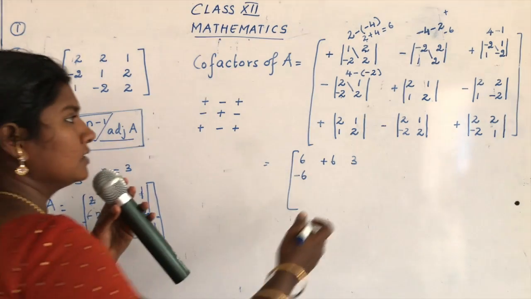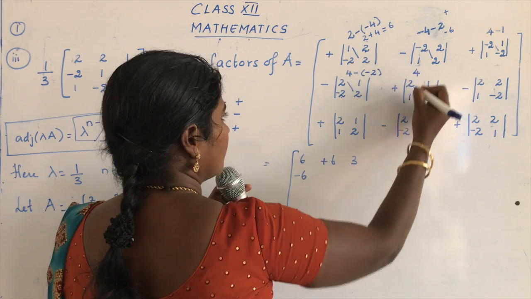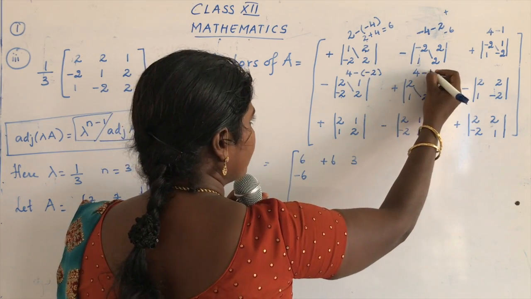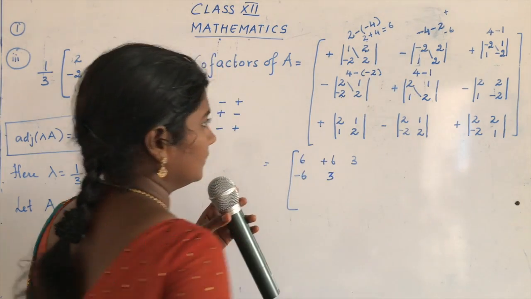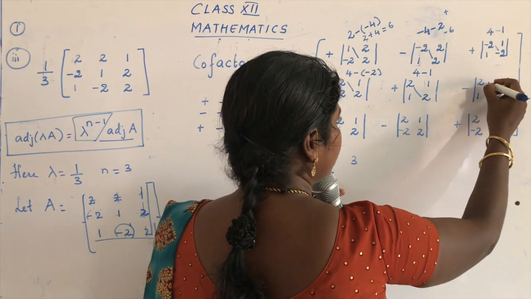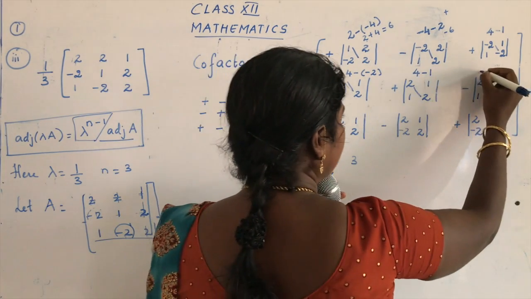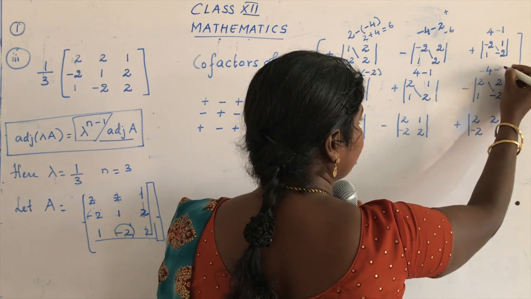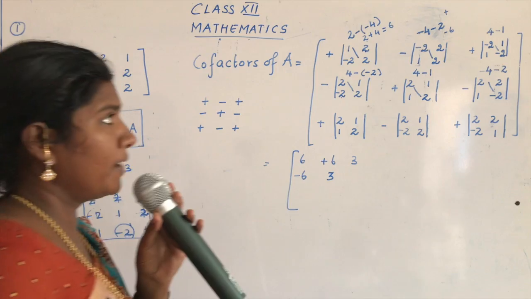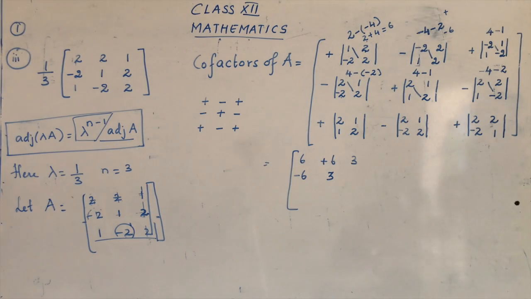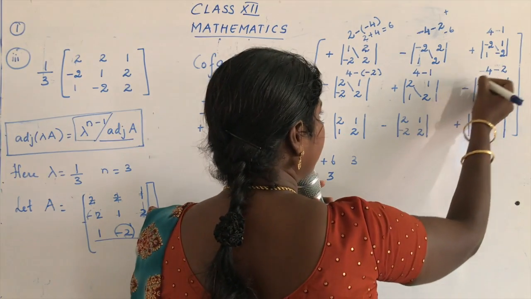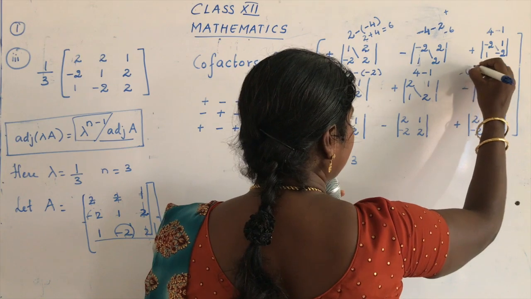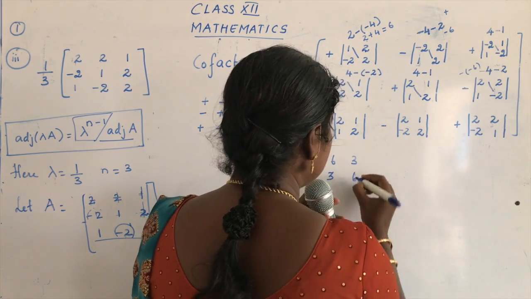Coming to the next part. 2 2s are 4. 1 1s are 1. So 4 minus 1 is 3. Next, 2 into minus 2 is minus 4. 1 into 2 is minus 2. So what is minus 4 minus 2? Minus 4 minus 2 is minus 6. And what is the sign present outside? Minus. So minus of minus 6 becomes plus 6.